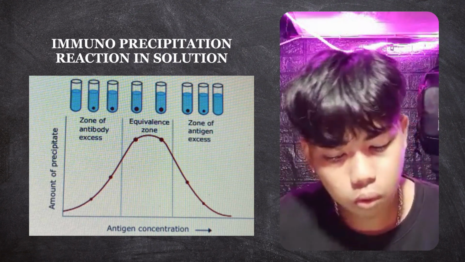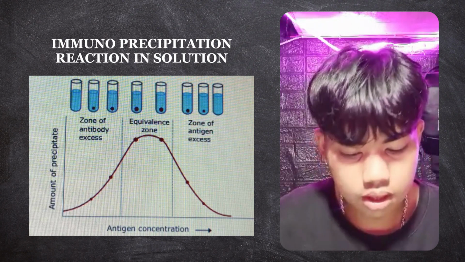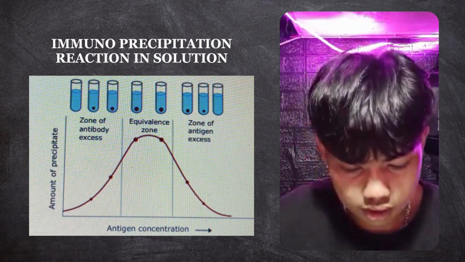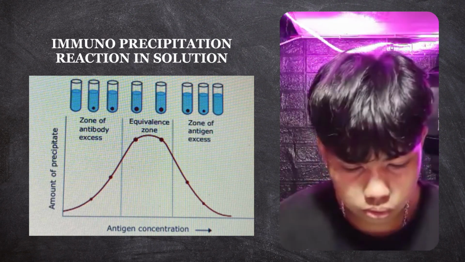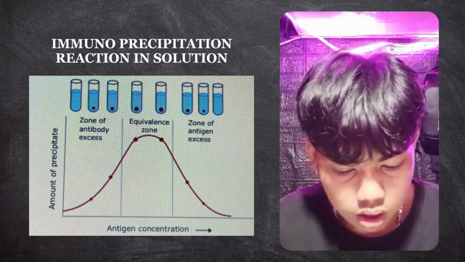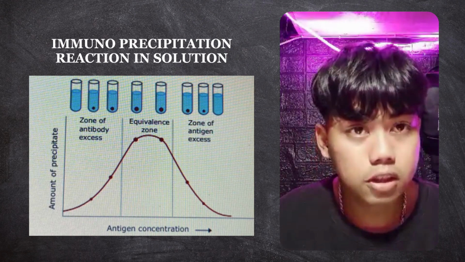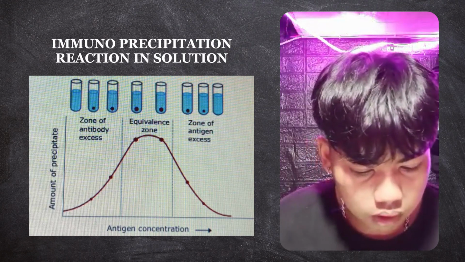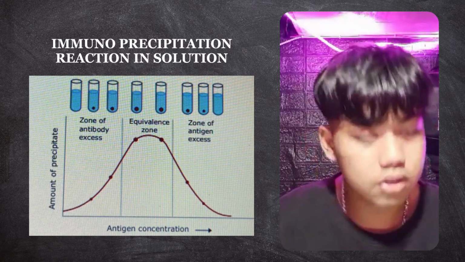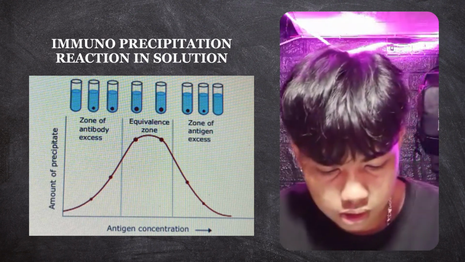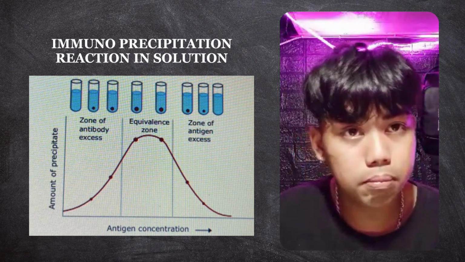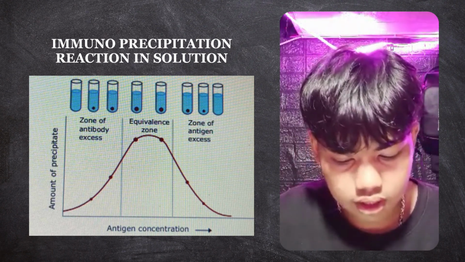Next one is the loading onto the gel. The samples are loaded into the wells of the SDS-PAGE or polyacrylamide gel electrophoresis gel. The gel is run under an electric field, causing the proteins to migrate based on size.